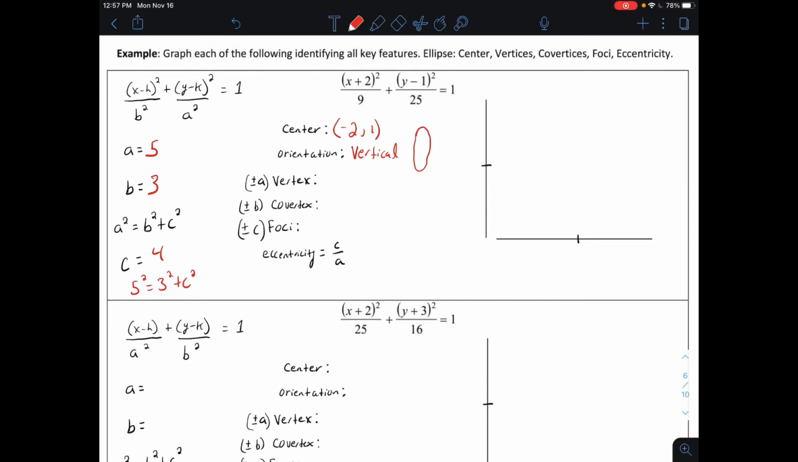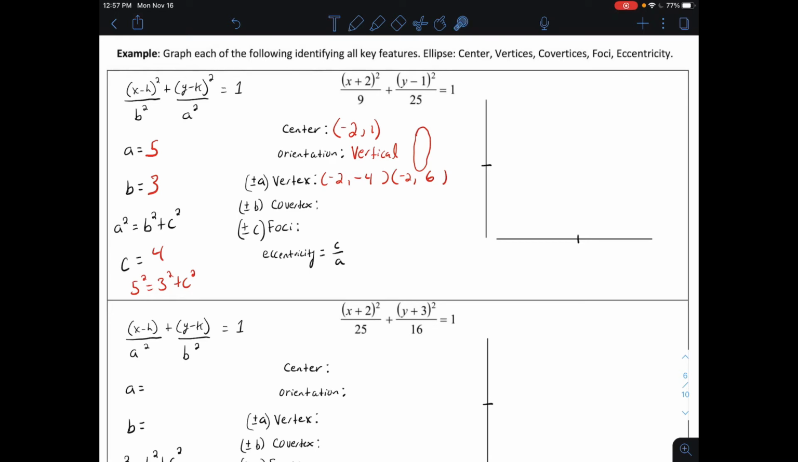So now that we know our constants, we can find our vertices, co-vertices, and our foci. If we're elongated vertically, our vertices are going to be plus or minus a in the direction that we're elongated. So I'm going to add and subtract a from my center to get the location of each vertex. So plus or minus 5. So I'd have one vertex at -4, one vertex at 6.